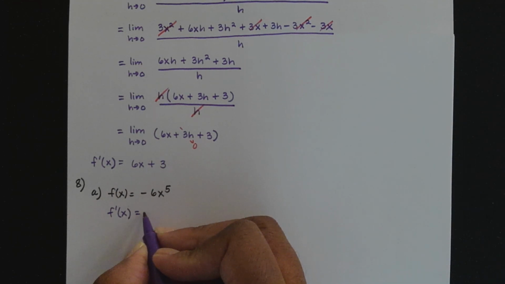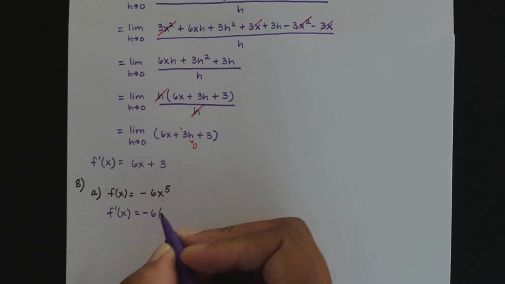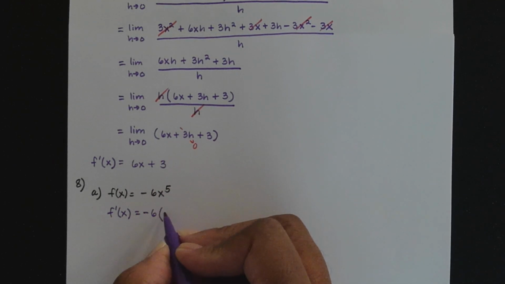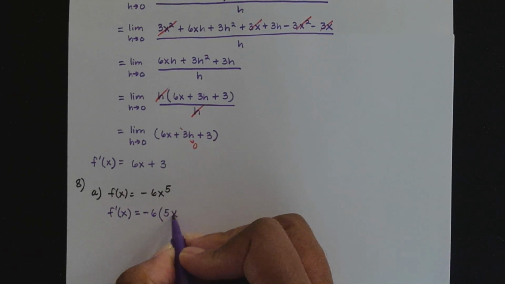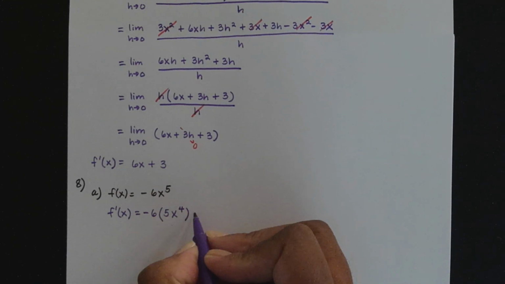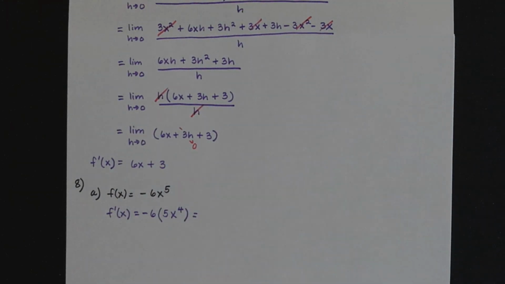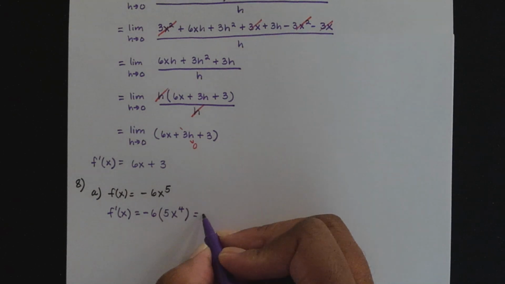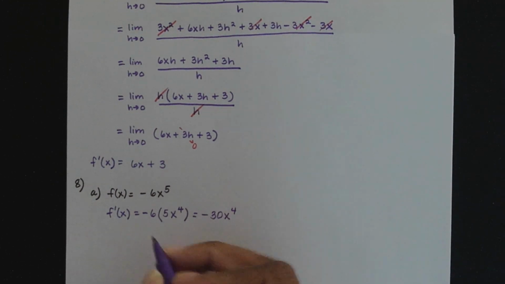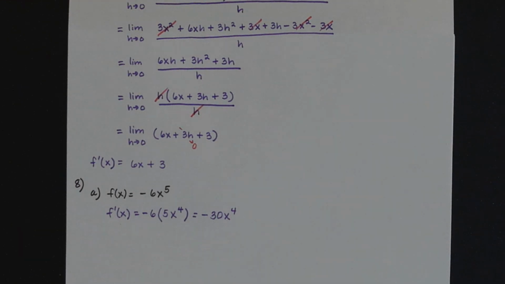So here we bring down that constant of negative 6. The derivative of x to the 5th, we bring down the exponent of 5. Copy the x over to the 1 less power, which is 4. And then simplify. So this ends up being negative 30 x to the 4th from negative 6 times 5. That's negative 30. And then bring over x to the 4th. Okay, questions on part A?